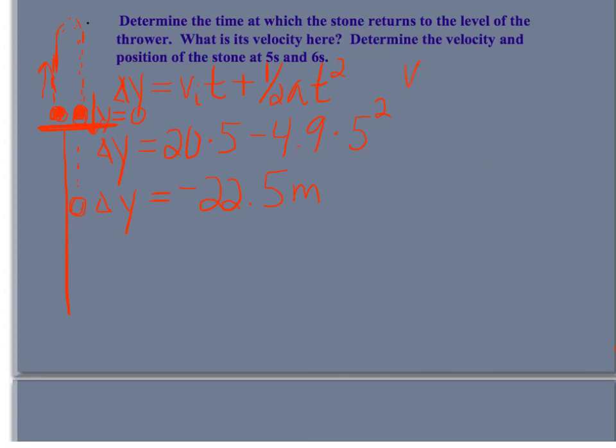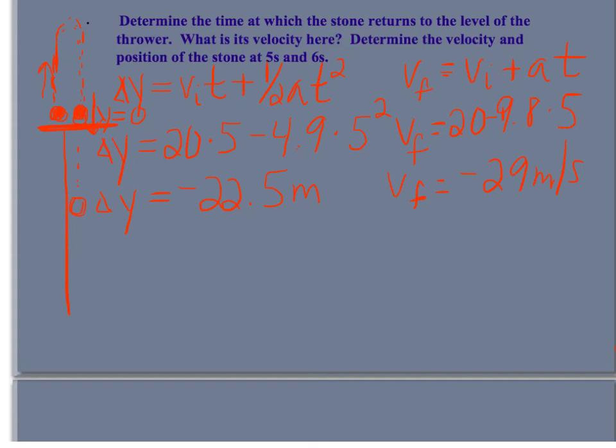If I wanted to find out how fast it was going at that point, I can again use the VF equals VI plus AT, and I could find that my velocity at that point in time, when I plug all of this in, would come out to be about negative 29 meters per second. Again, the negative indicates that it's moving in the downward direction towards the earth.